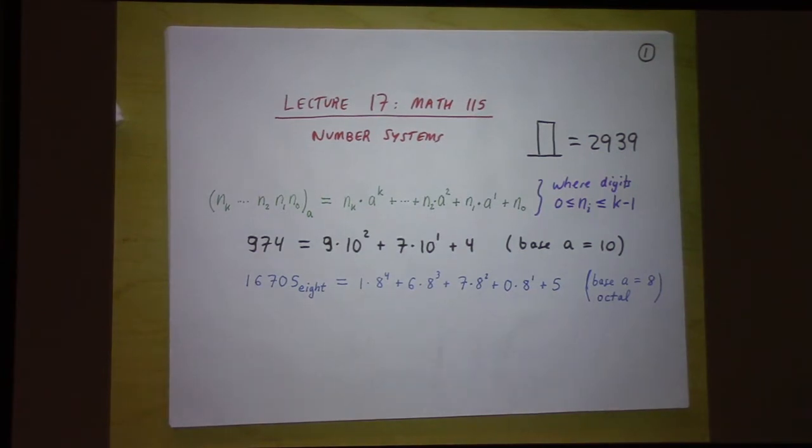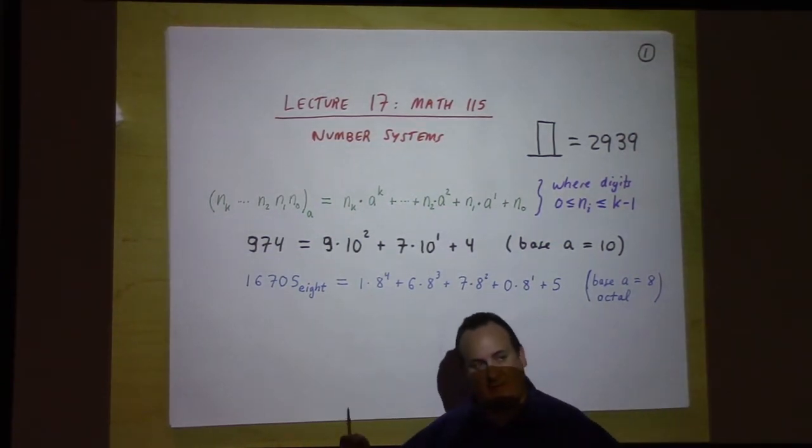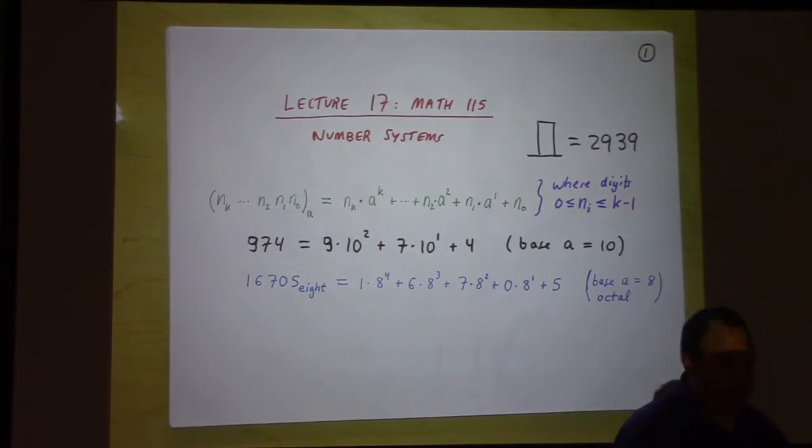Like a base 10 digit can be 0, 1, 2, 3, 4, 5, 6, 7, 8, 9. We're used to this, right? An octal digit can be 0, 1, 2, 3, 4, 5, 6, 7, but it can't go past 7. That's the rule. All right?